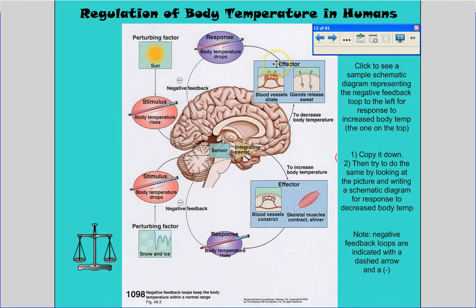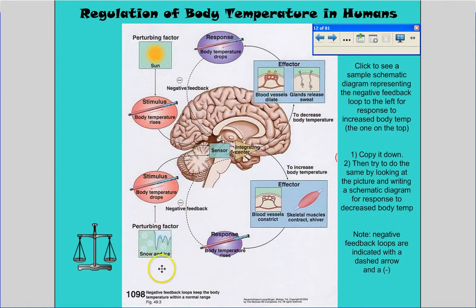Anyway, the idea is by getting these effectors to do their job, we can cause a response of bringing the temperature back down to normal. And once it's back down to normal, then these earlier steps will be shut off because your brain will then detect that it's back down to normal, so there's no need of doing these steps anymore.